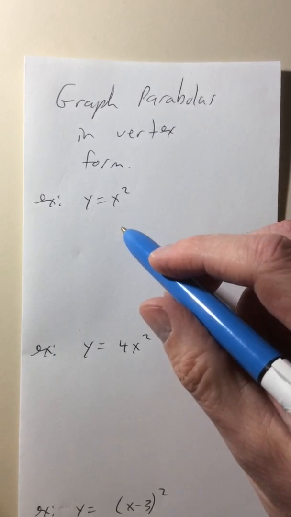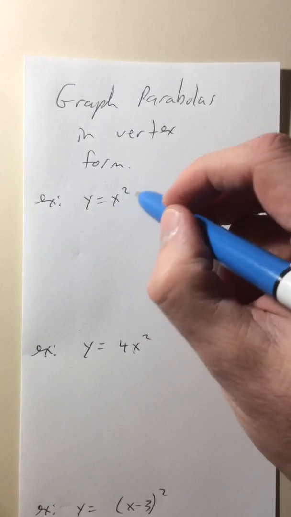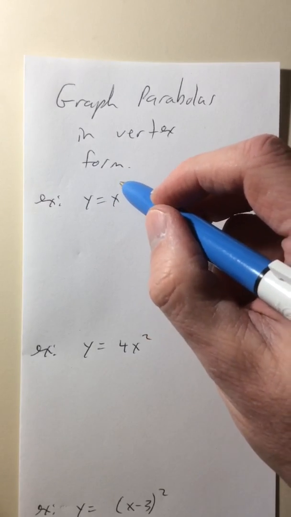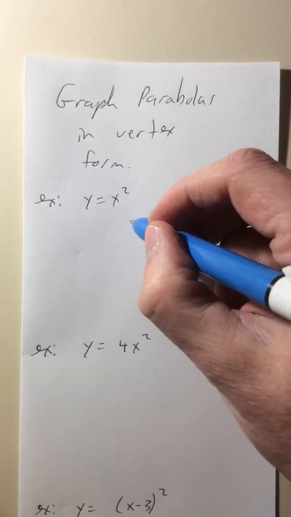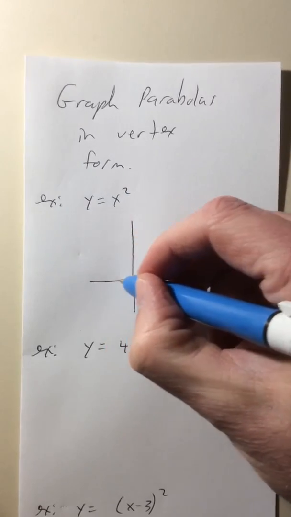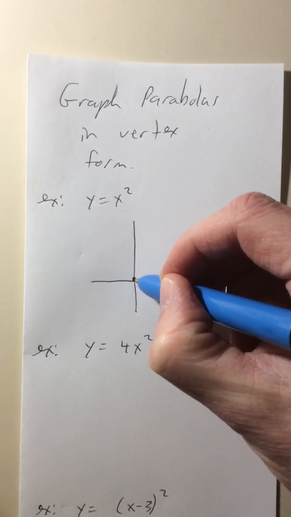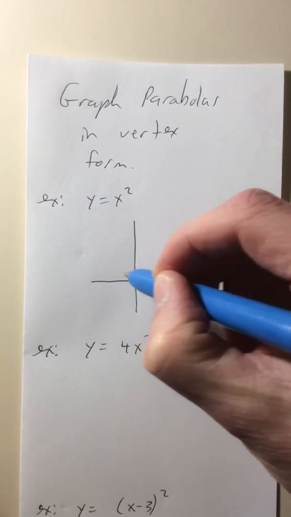Okay, so graphing y equals x squared. So x squared means we're going to be graphing a parabola, a U-shaped or an N-shaped thing. We know that because the highest power is 2. So this graph starts with the vertex. Remember, the vertex is the pointy part of the graph, or actually kind of the pointy part.